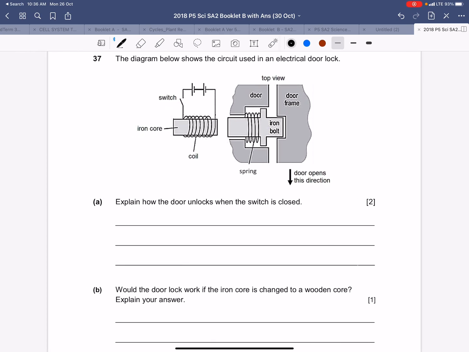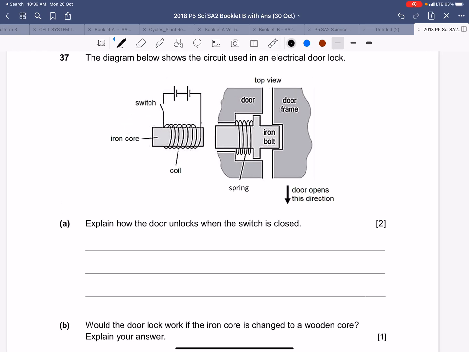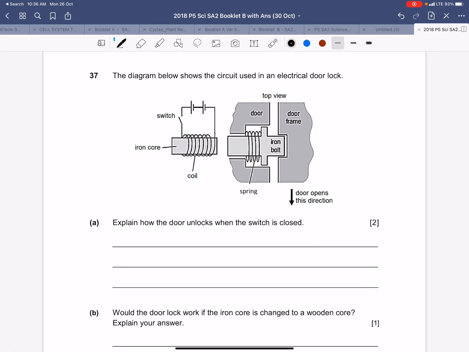Alright, so explain how the door unlocks when the switch is closed. So when the switch is closed, so I'm just going to trace. You will notice that this is an iron core, and iron is basically a magnetic material.